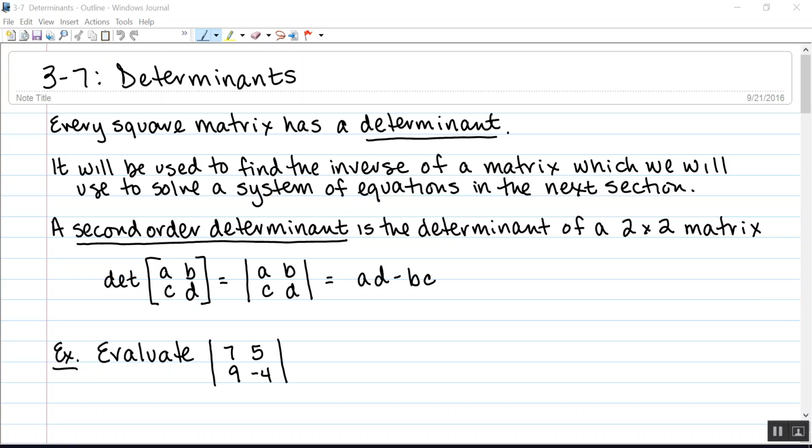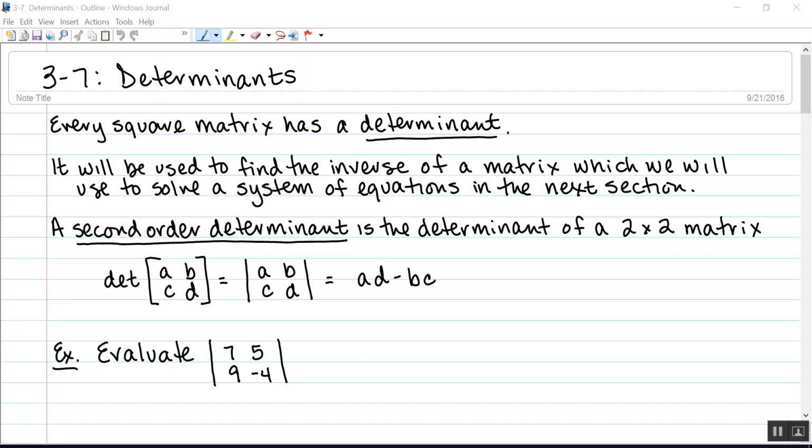Section 3.7 is about determinants. Now, the title of this section in your textbook is something different, and it deals with a lot of stuff that we're not really going to deal with. We're only going to focus in on the determinants, so I've decided to rename it Determinants. So every square matrix has something called a determinant, and this is a value, it's a number.